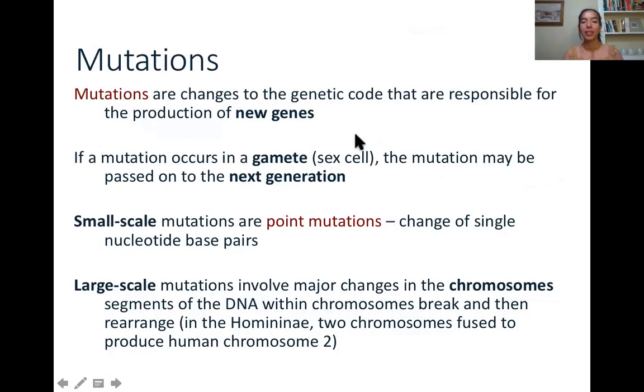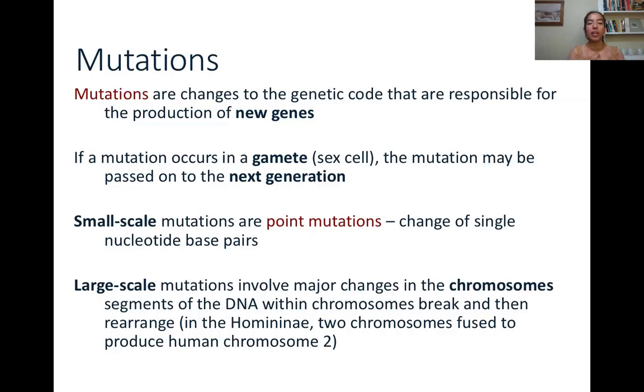But then, the modification is the source of all genetic variation. And these modifications, we now call mutations. So mutations are changes in the genetic code that are going to be responsible for new genes. And which is very important is that if the mutation falls in the gametes, if the gamete carries this mutation, it will pass to the next generation.